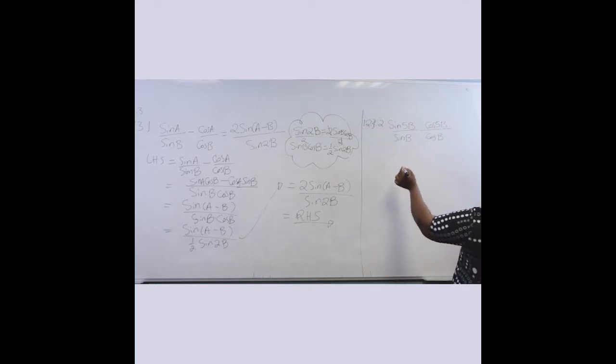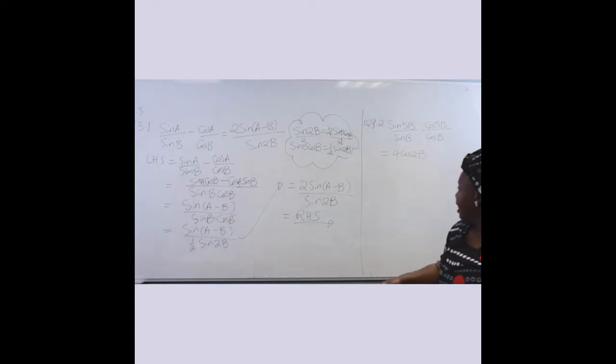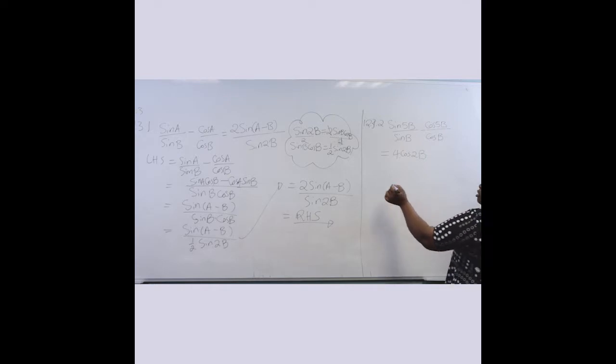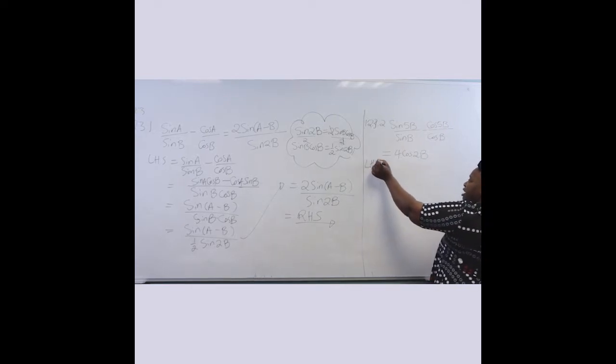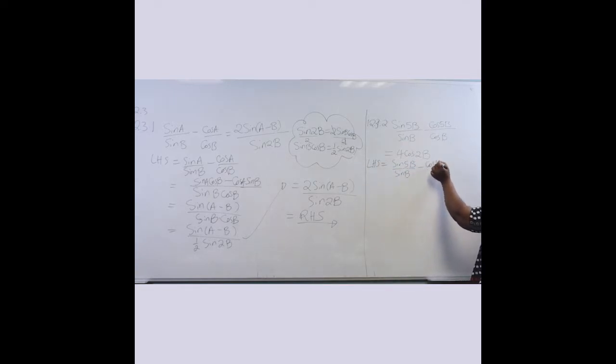That must be equal to, let me write it down here, 4 cos of 2B. So we can choose whichever side as well. The left side is more complicated because it has 5 and so on. So I'm going to choose that because I see it's the one complicated. My left hand side is equal to sine 5B divided by sine B minus cos 5B divided by cos B.